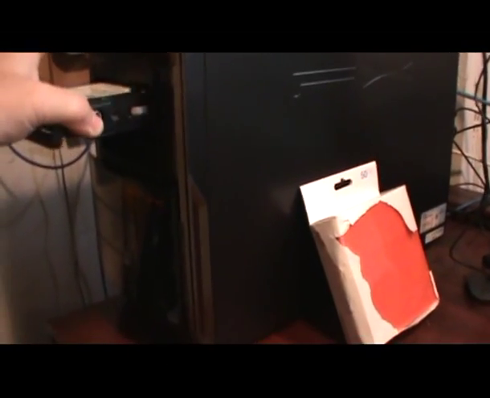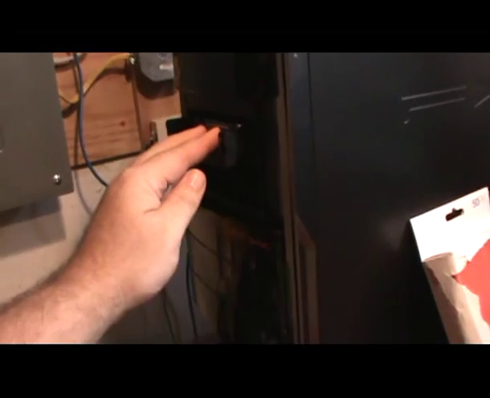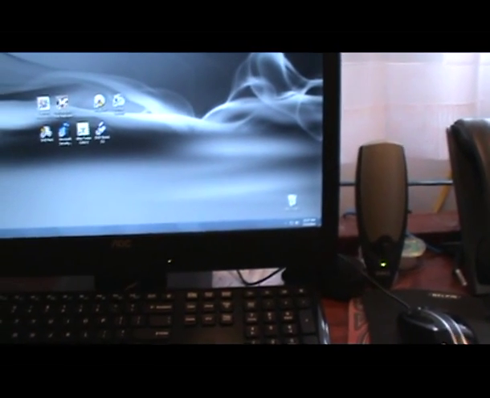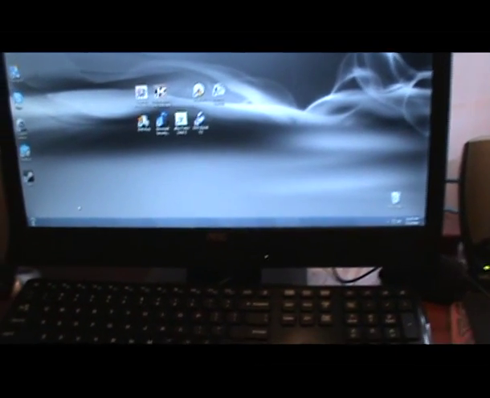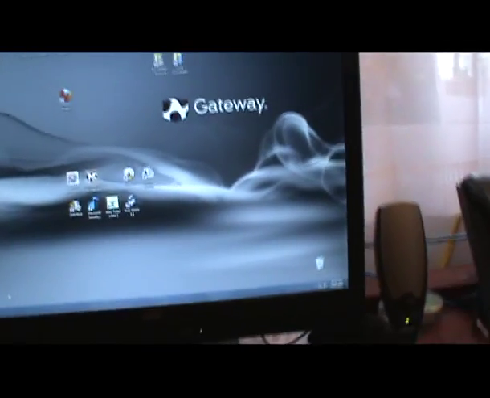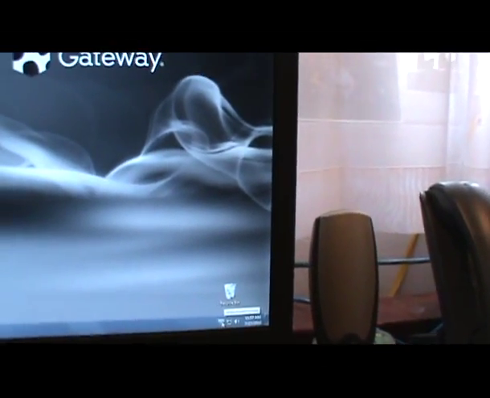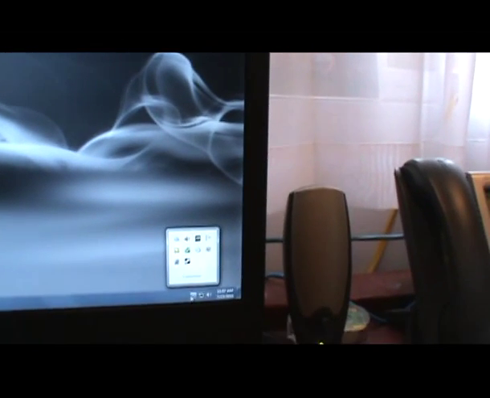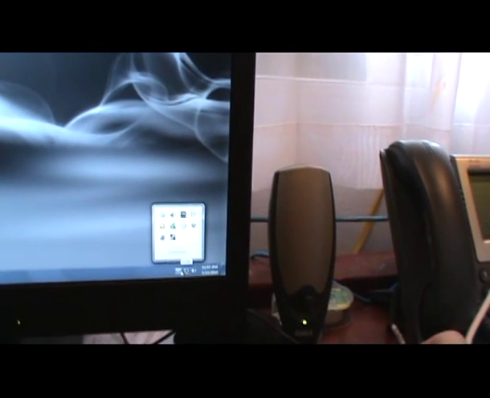I got the OS up and running. It's supposed to be hot swappable. I have my doubts. Let's see. What happens? I need to push that in a little harder. Is anything happening? I don't see anything about drivers being loaded.